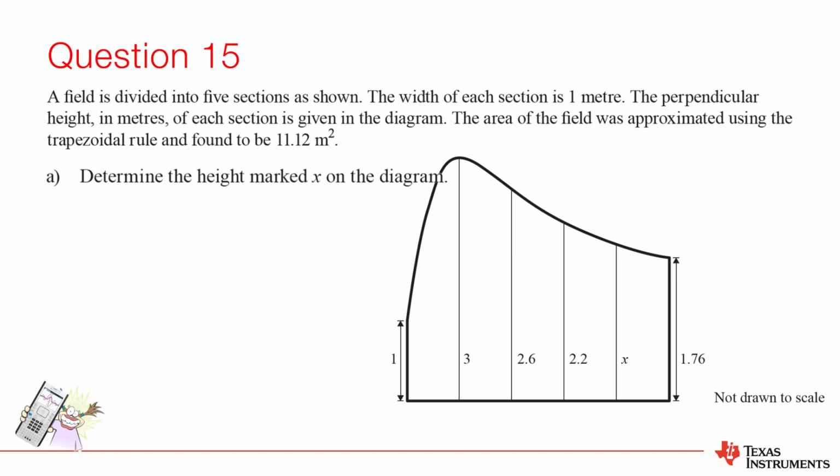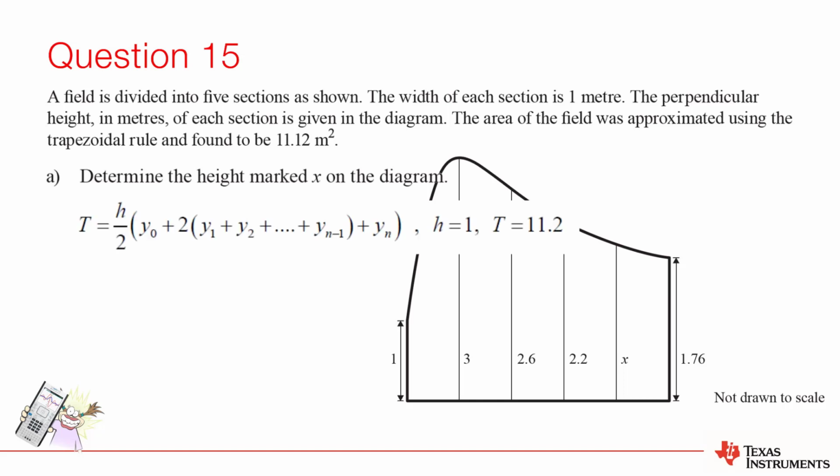Well, the formula for the trapezoidal rule, I think all of these are given to you on the formula sheet. It's h on 2, where h is the width of each of the segments, which is 1. y naught was the first one, 2 times all the middle ones plus the last one. So we've got this result here, 11.2 equals 0.5 times 1 plus 2 times the middle ones plus the last one. Well, we basically just want to solve that equation.